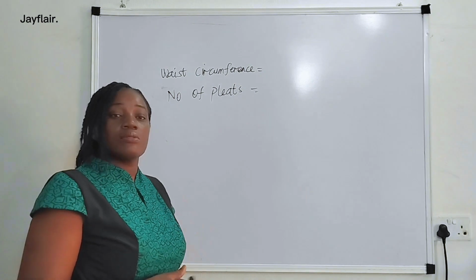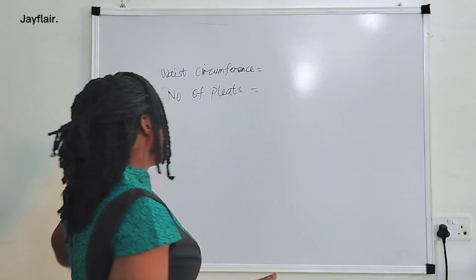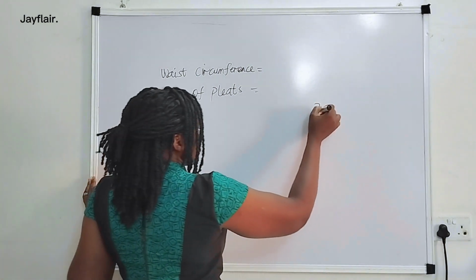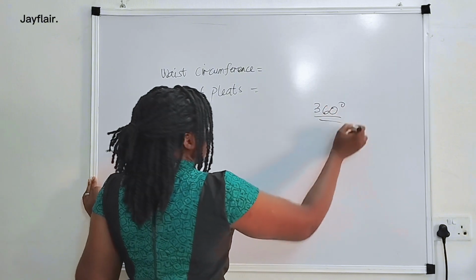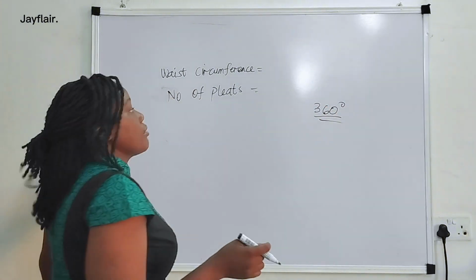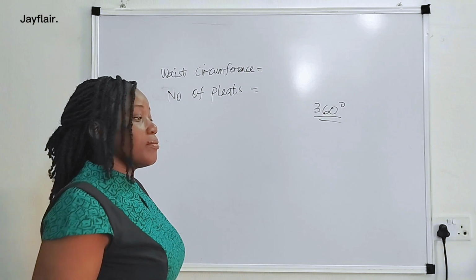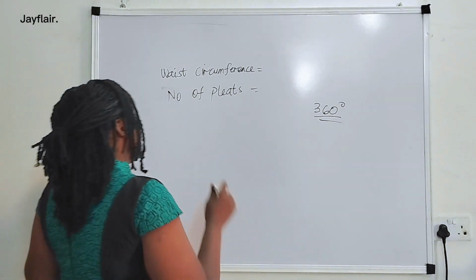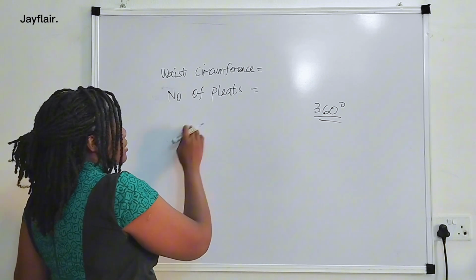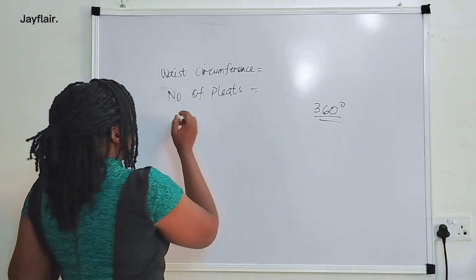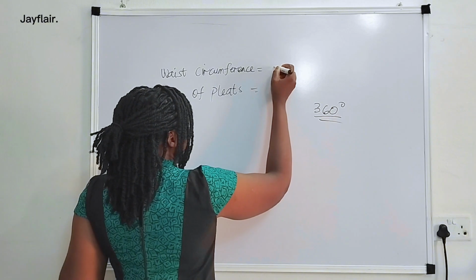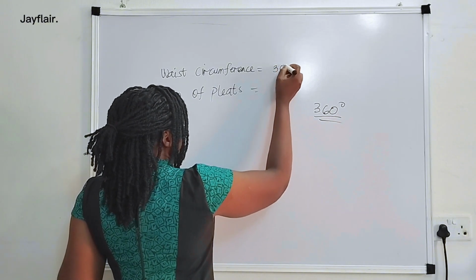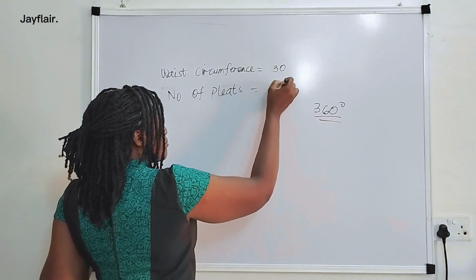If I'm making a skirt, let's say I'm making a 360-degree flare. Okay, now the first thing that I will do is to calculate the amount of fabric that I need before working on my circular part. So the amount of fabric I'll be needing is going to be based on my waist circumference. Say my waist circumference is 30 and my number of pleats is 10.